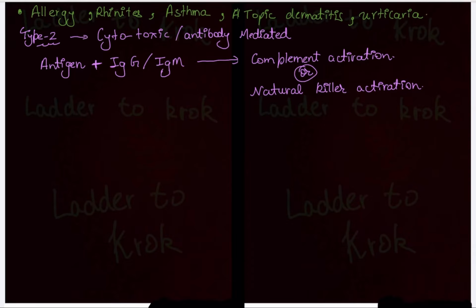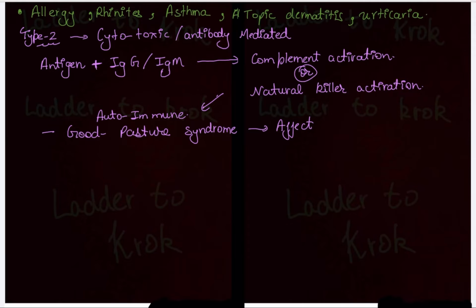So in this type 2, they usually do autoimmune diseases. There are many autoimmune diseases, like Goodpasture syndrome. In this, your own body makes antibodies against the basement membrane of lungs or liver. So basically it affects the basement membrane. There will be antibodies that attack the basement membrane of lungs and liver.